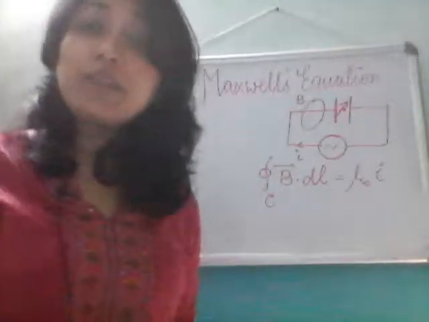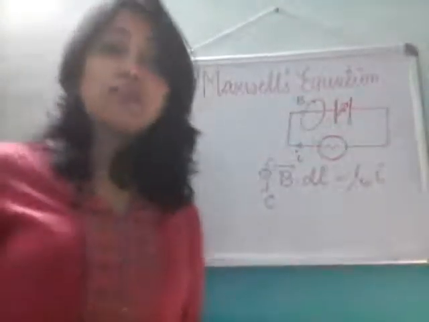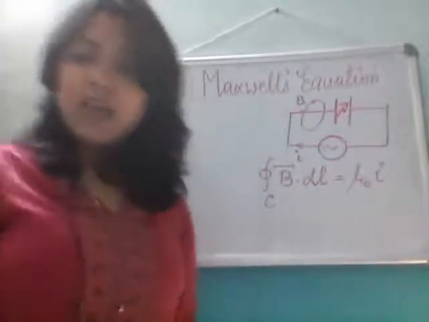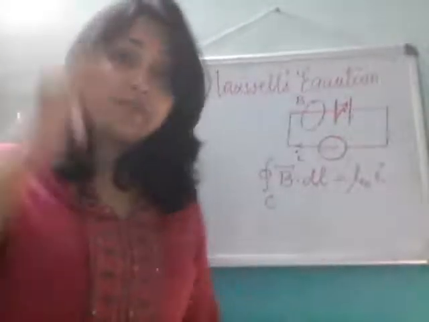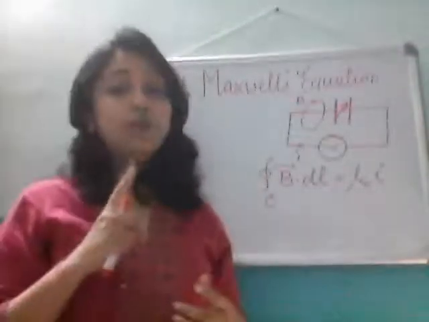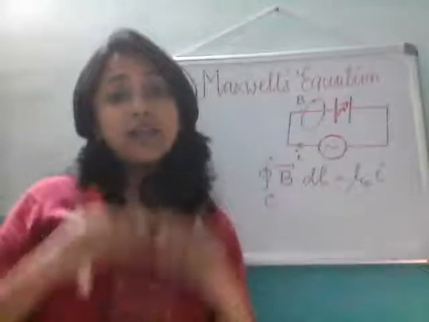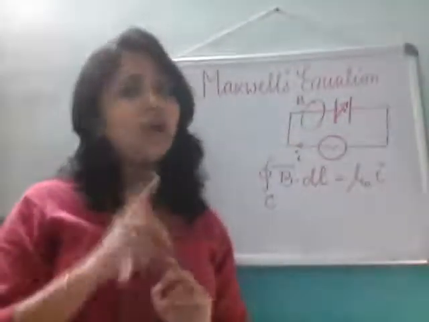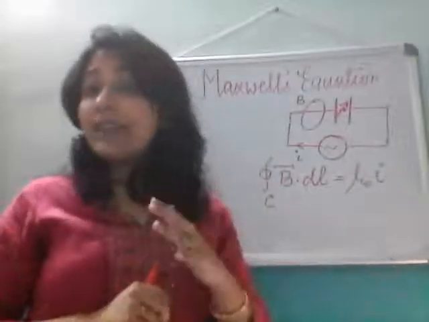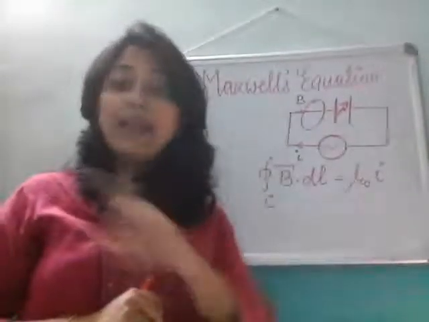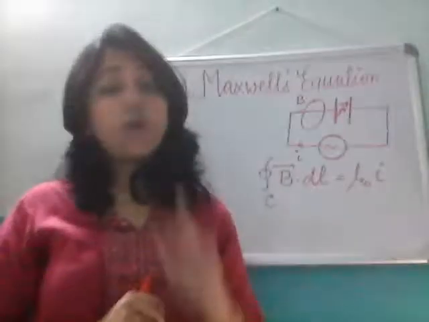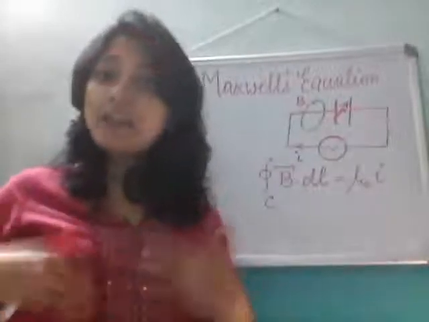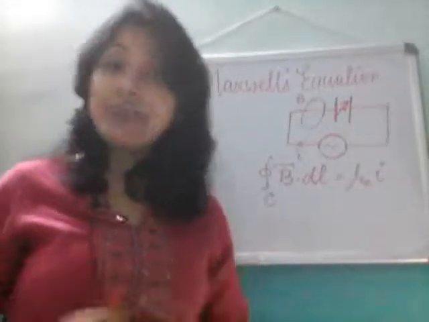But how did we do this modification? What was the new concept that was introduced? Now let us try to understand that. What did Maxwell say? He said that first and foremost, the concept that current is only produced by moving charges seems to be not exactly true. There is a possibility that current may still be produced by some other phenomenon.